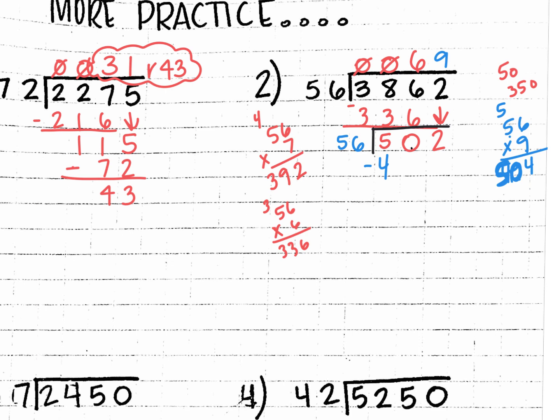So that means that the 9 has to be an 8 because 9 is too much by 2. So we're going to do 56 times 8. And whatever we get is what we're going to subtract. 448.